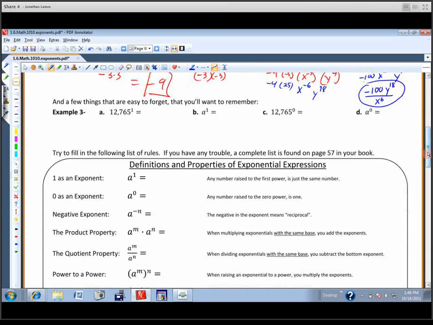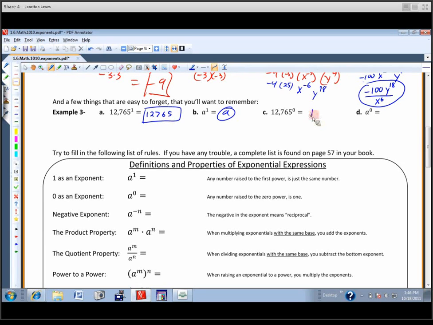And then there's a couple simple facts that you just have to remember, but they do tend to be easy to forget. If I have a huge number, or any number for that fact, raised to the first power, we just use it once. So it's that exact same number. It's whatever the base was. So any number to the first is just that same number. So a to the first is just a.